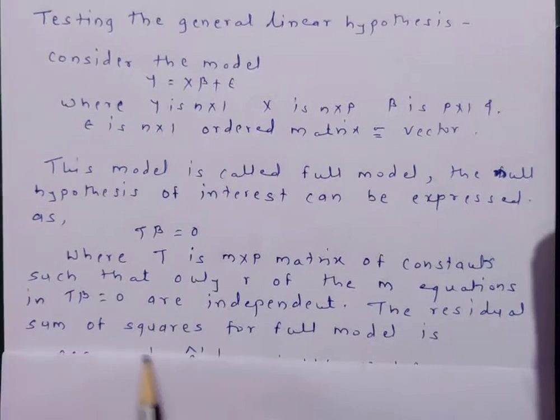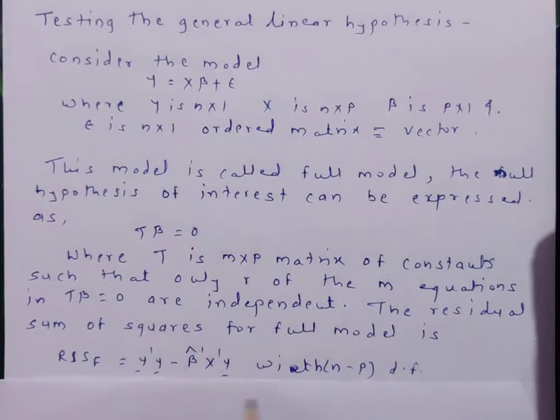The residual sum of squares for the full model is RSS F, which in the previous lecture we have seen is equal to y prime y minus beta hat prime X prime y, with n minus p degrees of freedom.